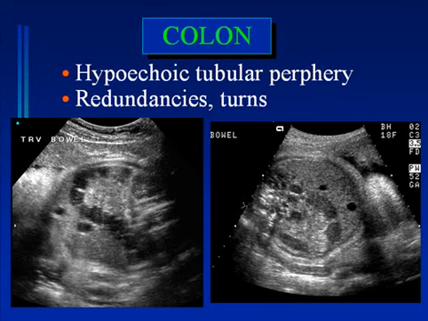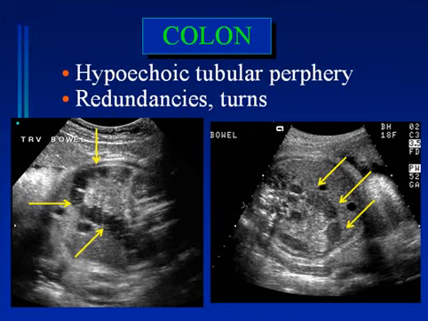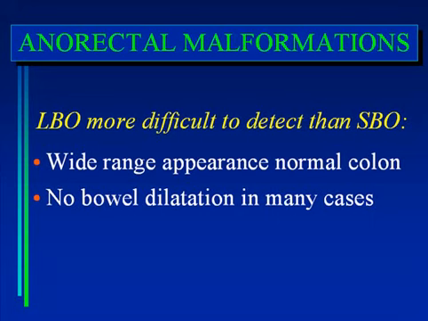But in fact, the colon has redundancies and turns in the fetus, just like it does in the adult. And so sometimes one of these loops of colon can traverse right through the middle of the fetal abdomen. Here are some examples. The colon will look like a hypoechoic tubular structure within the abdomen in most fetuses. Here we see colon in this fetus, and notice it just goes right through the center of the abdomen. And here's a loop of colon in another normal fetus.